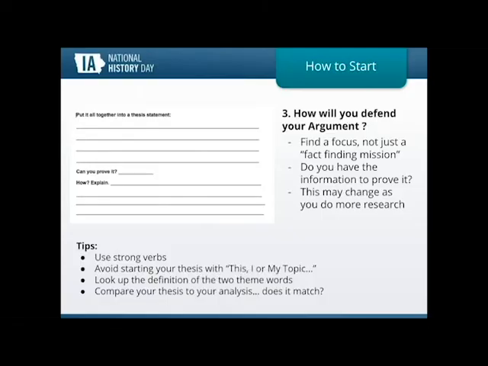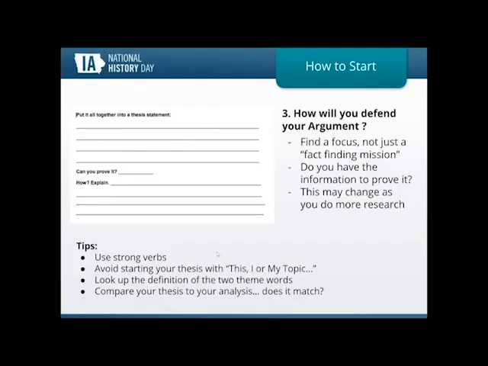It's not just a fact-finding mission. With History Day, we are showing that significance and that impact, and we need to prove it. Do you have the information to prove it? Do you have the research to back up your claim? And once again, this thesis statement may change multiple times as you're doing your research, and that's perfectly okay. That's why I recommend always writing in pencil or putting it on a Google Doc so you can edit as you go.